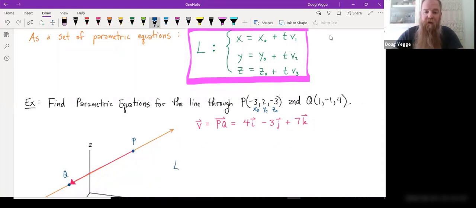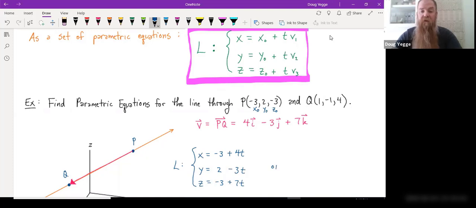So therefore our line is nothing more than a set of parametric equations where x is equal, y is equal, and z is equal. Well, I know that all I'm going to need is the initial x, y, and z values. So let's use negative 3, 2, and negative 3 for our x, y, and z separately, plus t times the v components, which is the direction. So t times 4 gives me 4t. t times negative 3 gives me negative 3t. And finally, 7 times t gives me 7t.